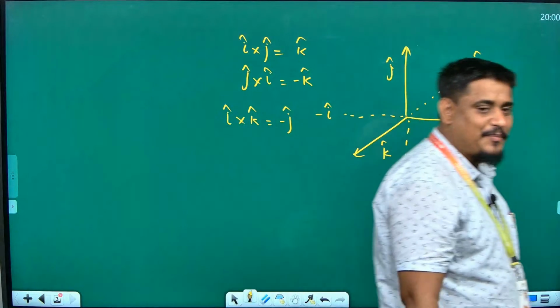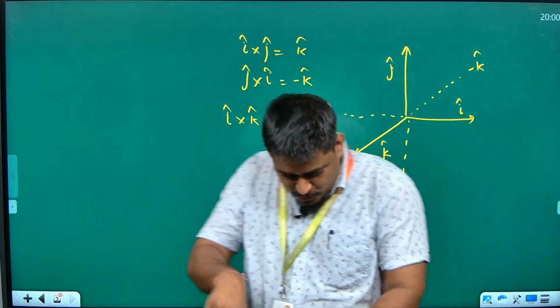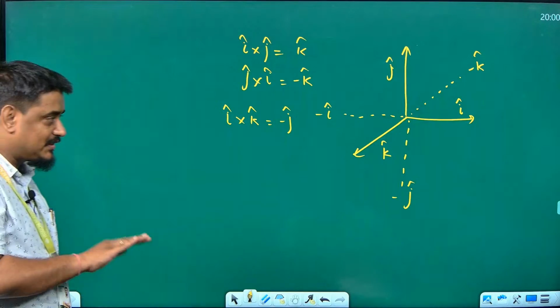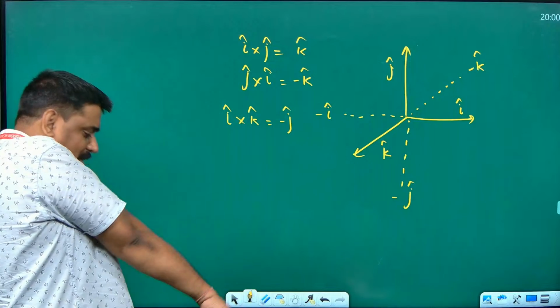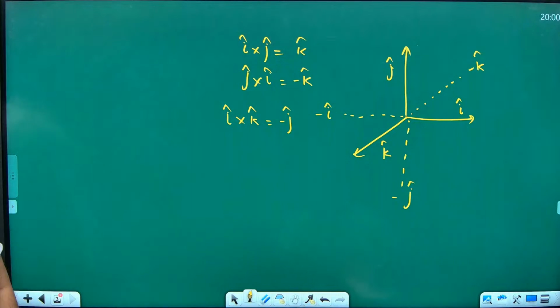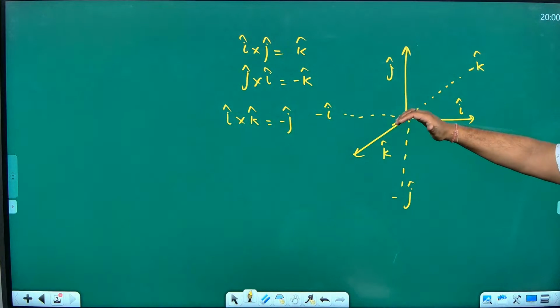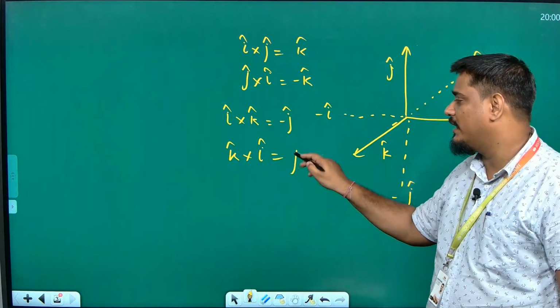If you are confused, you should use the right hand; the left hand will give the opposite answer. Don't try to see the board, look at your notebook, that is easier for you. So you are going from I to K. When you try to go from I towards K, your thumb will go down. And when you keep your hand at K and try to go towards I, your thumb will go above. So when I write K cross I, I am going to get J.